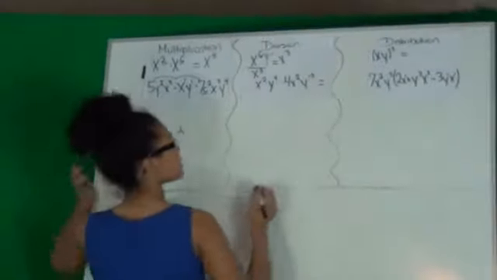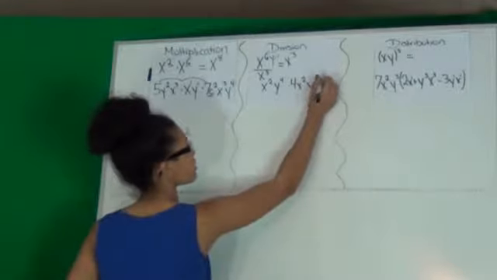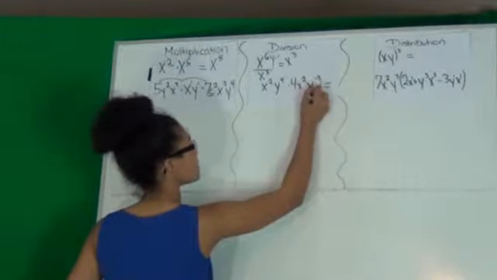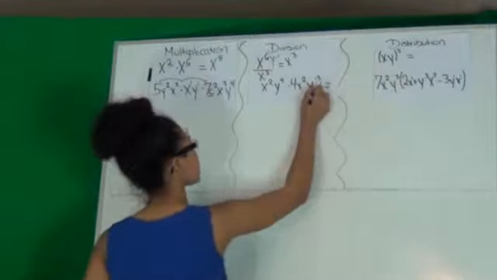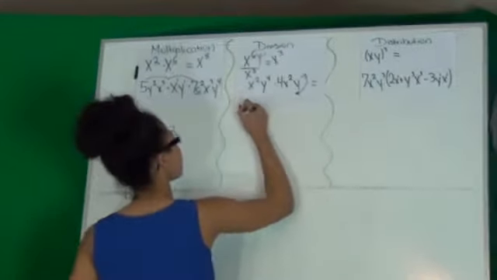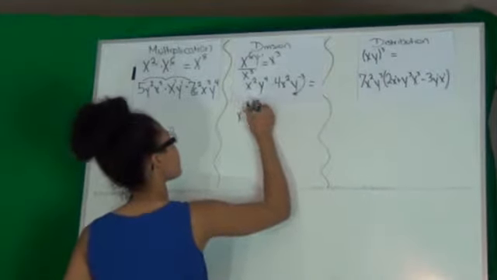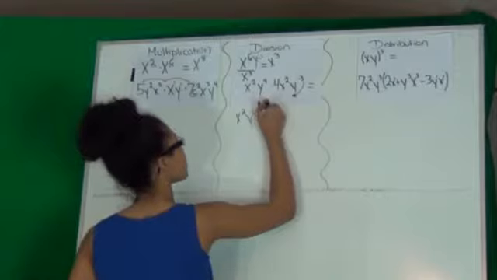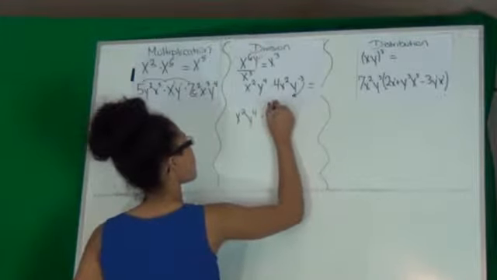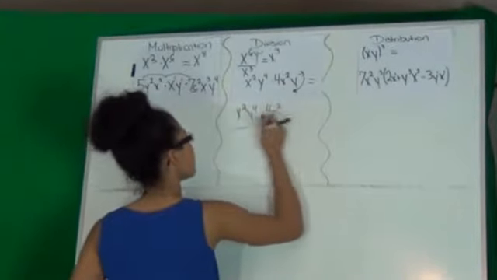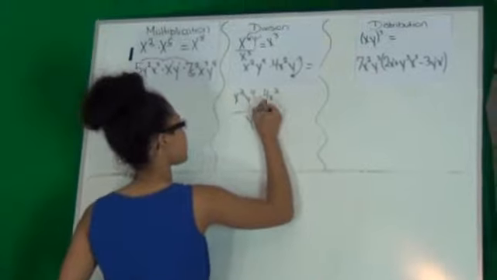Okay. So with this one, there's a negative. You're going to have to bring that negative to the bottom to make that a positive. So it's going to be x squared y to the 4th power times 4x squared over y to the 3rd power.